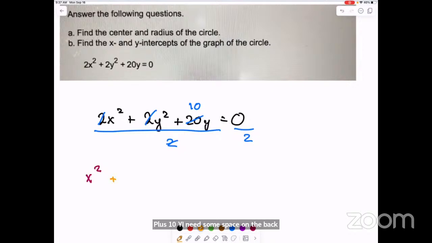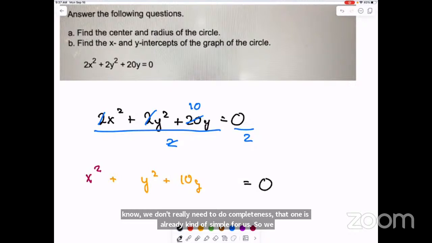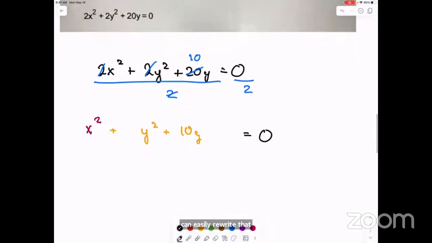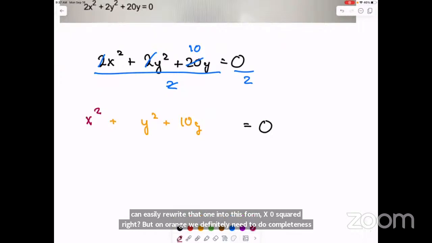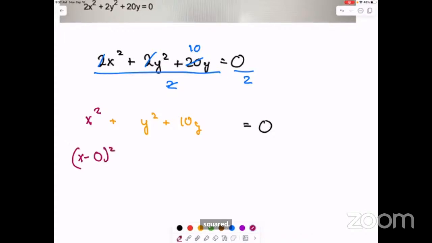Now the burgundy, the x's, we don't really need to do completing the square. That one is already simple for us, so we can easily rewrite it into this form: x minus 0 squared. But on the orange, we definitely need to do completing the square. With completing the square, the first thing is that the leading coefficient has to be a 1. A lot of times you have to either factor that out or divide both sides by that coefficient. But we've gotten the leading coefficient to be a 1 for the y's.